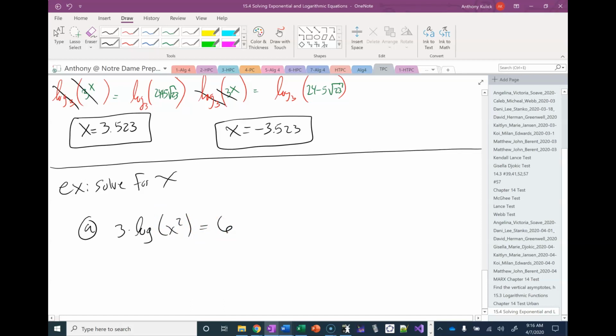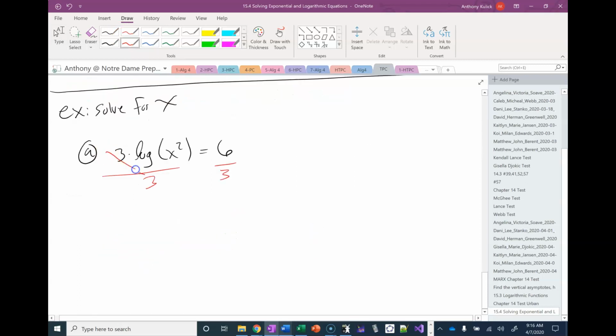So the first thing I'd want to do is I want to get the part with the logarithm by itself. So I got to get rid of this 3. So we'll just divide both sides by 3. So those are going to cancel out. So I'm going to have log of x squared is equal to 2. And now what I need to do is cancel out that logarithm.